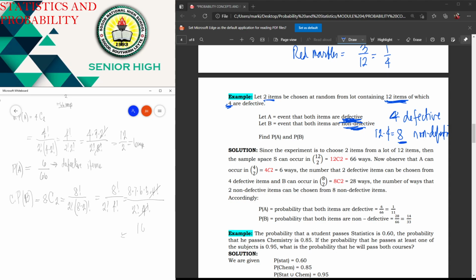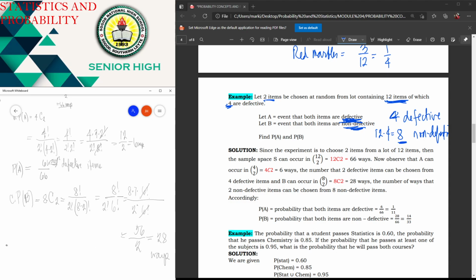We have 1680 divided by 2. Oh wait, my fault, let's go back. This is 8 minus 4, that is 6 factorial. Yeah, that is 6 factorial. So we have to cancel. Now 8 times 7 is 56 divided by 2, that is equal to 28. So there are 28 ways that we can get 2 items from the non-defective.